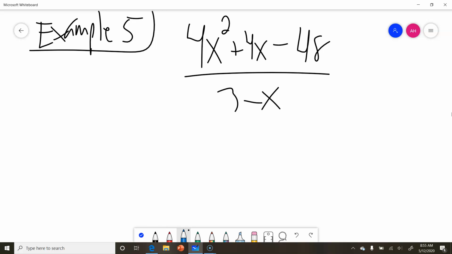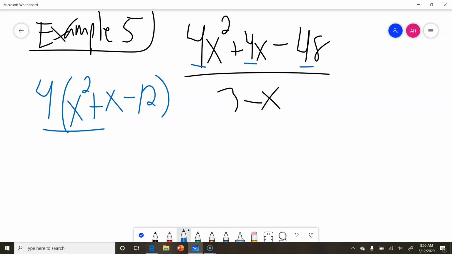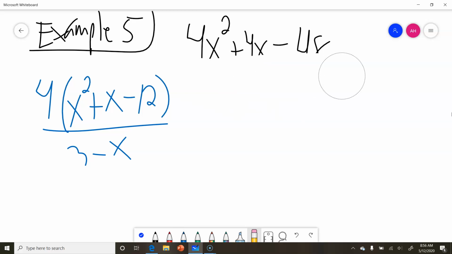Now we got to see what can we pull out of these. Well, we can pull out a 4. So I'm going to divide this by 4 on the top, and I'm going to get x squared plus x minus 12. And on the bottom, I still have my 3 minus x. It hasn't changed any. So I'm going to erase this so I can go to the right here.